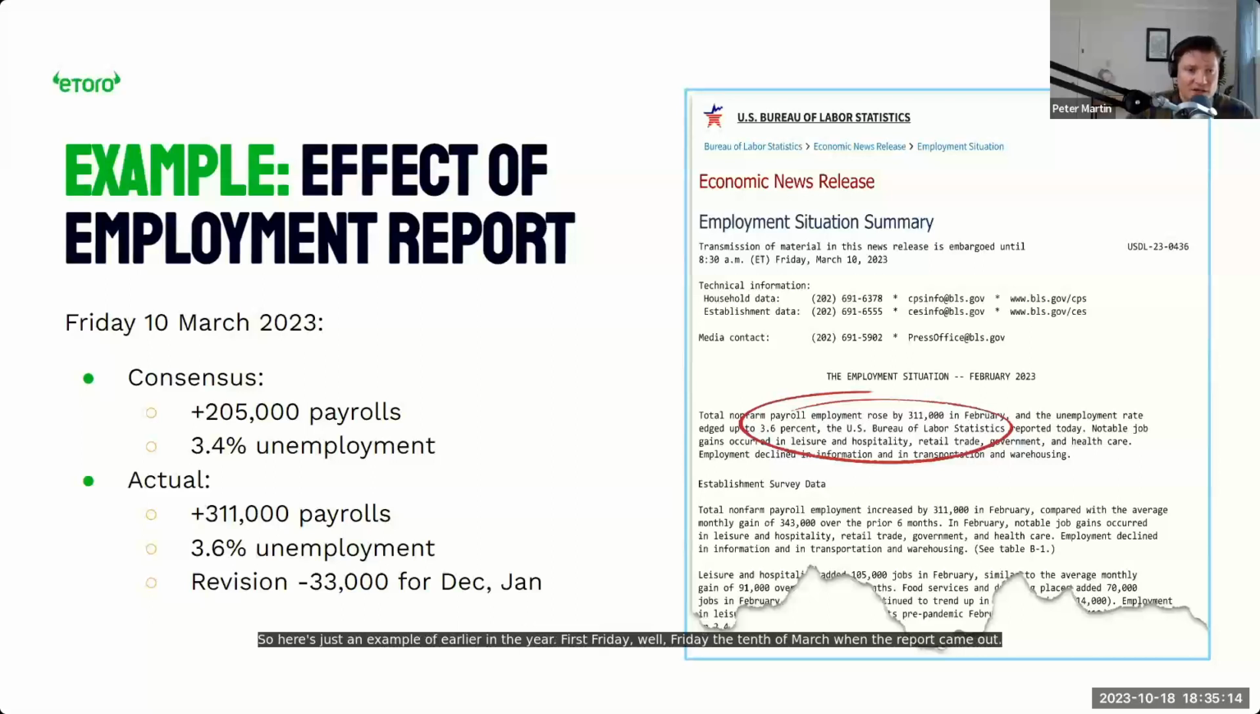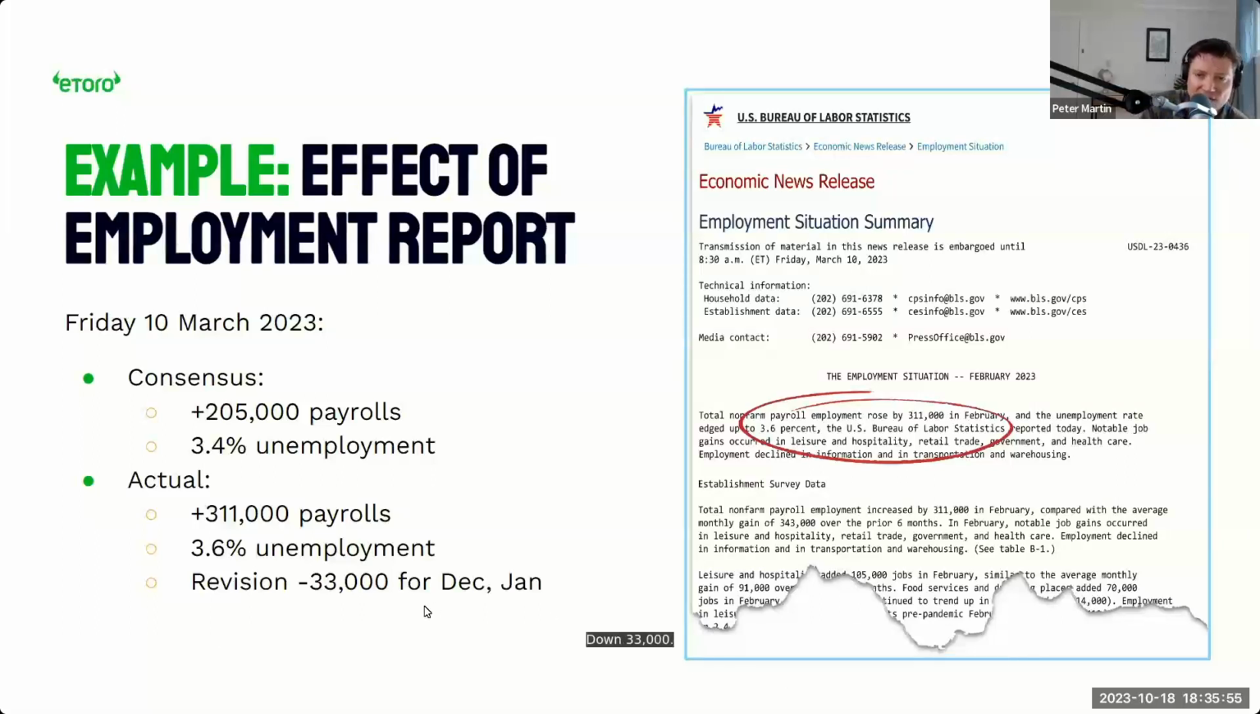So here's an example from earlier in the year. First Friday, Friday the 10th of March, when the report came out. The employment situation summary was released by the Bureau of Labor Statistics. Non-farm payroll employment rose by 310,000 in February, and the unemployment rate edged up to 3.6%. So the actual payrolls number was much stronger than the consensus estimates. The unemployment rate, though, was also higher than expected. But then there was also a revision for December and January of down 33,000.